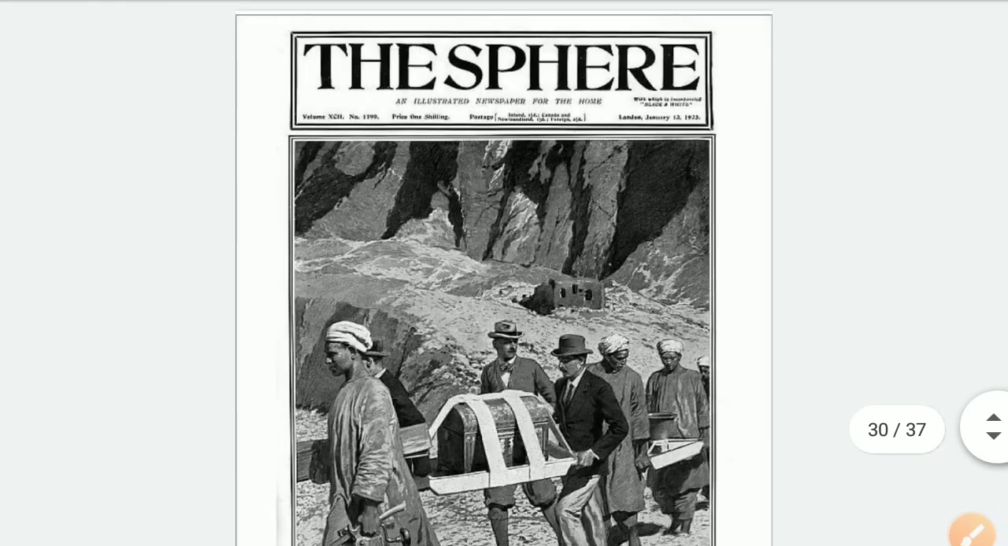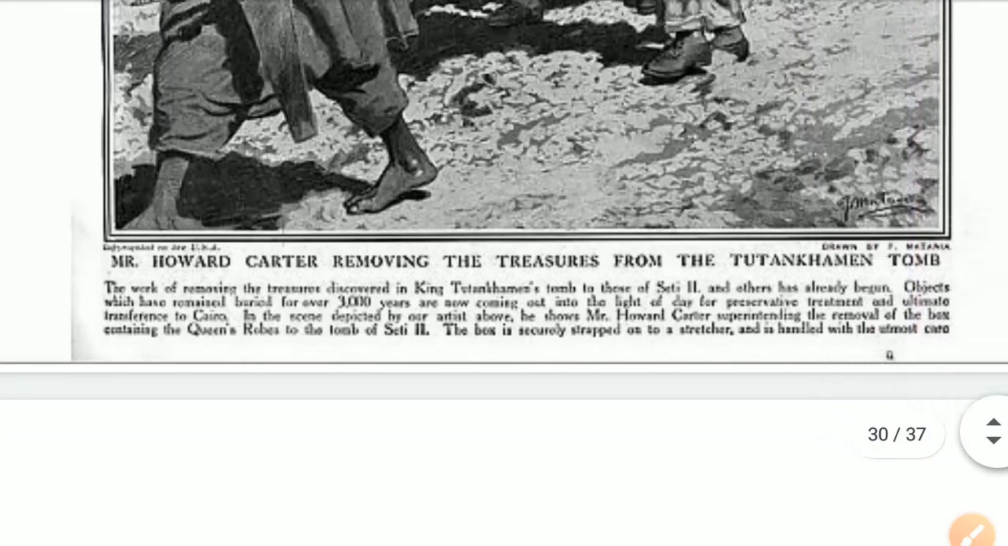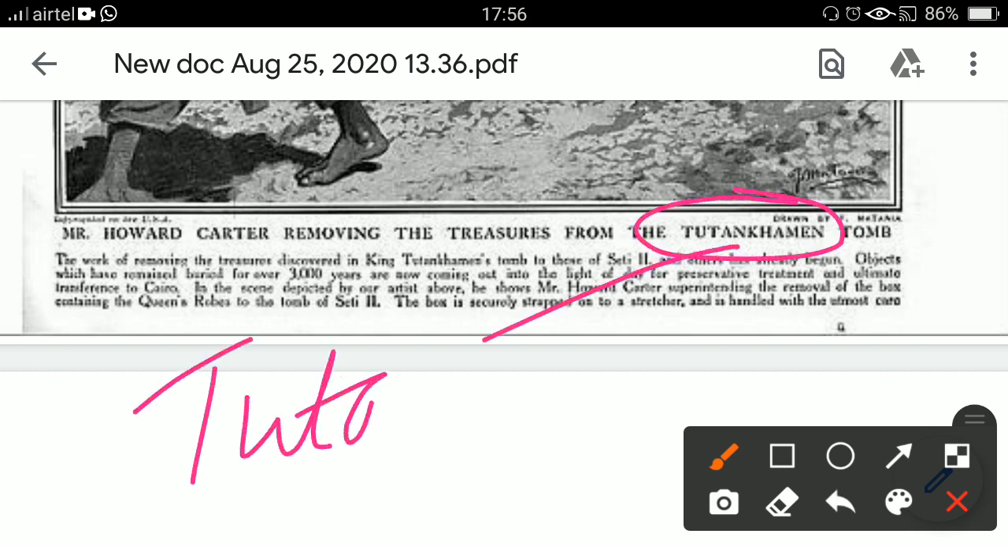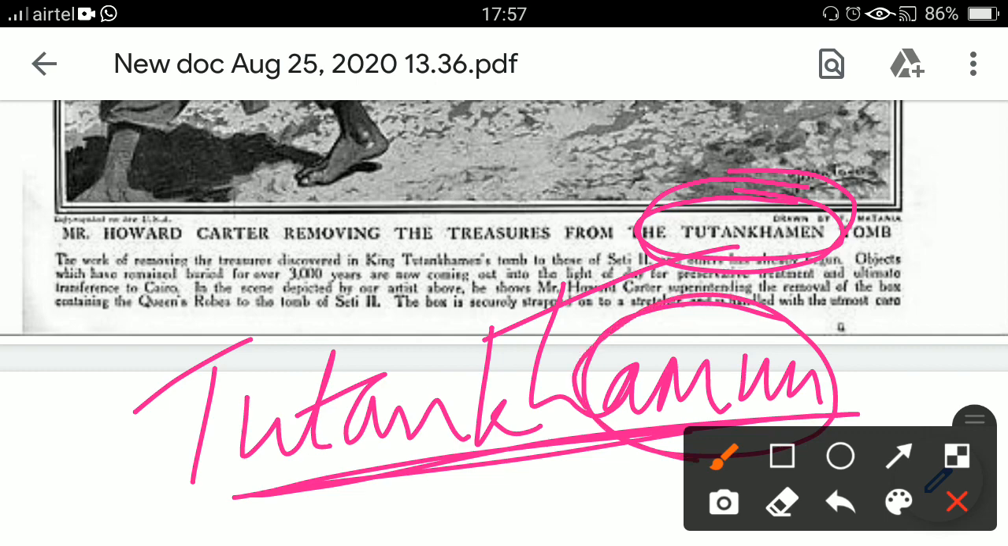This is the picture of a newspaper, The Sphere, where it was written, Mr. Howard Carter removing the treasures from the Tutankhamen. Well, Tutankhamen later changed his name to Tutankhamun. मतलब जो टट है, आप टट का नाम असली ये था Tutankhamen, लेकिन बाद में उसने अपना नाम रख लिया Tutankhamun, because he believed in Amun the god, the major god, मैंने आपको बताया. ठीक है.